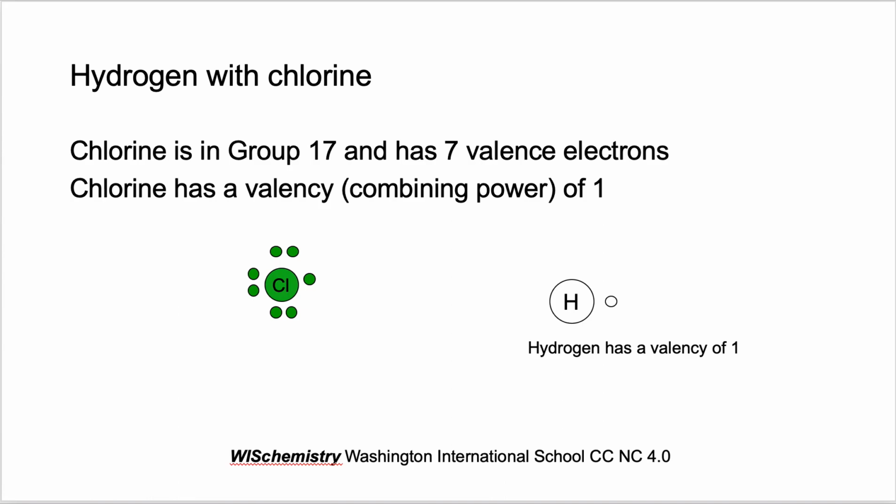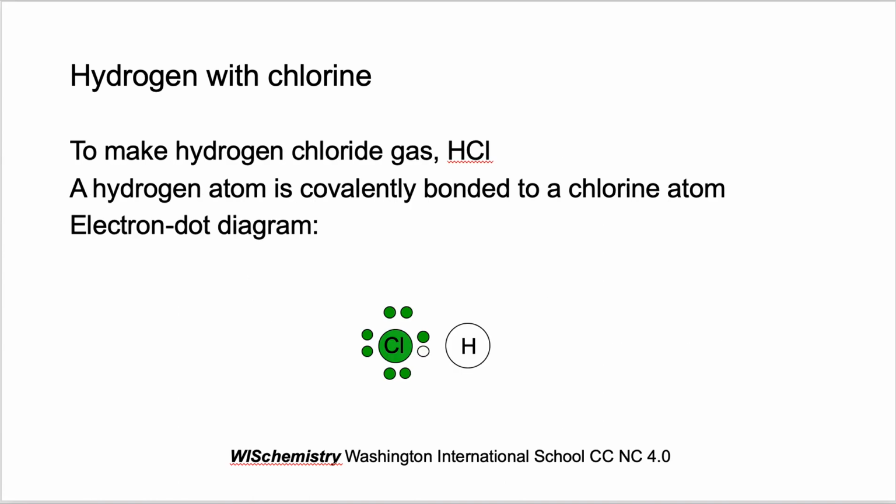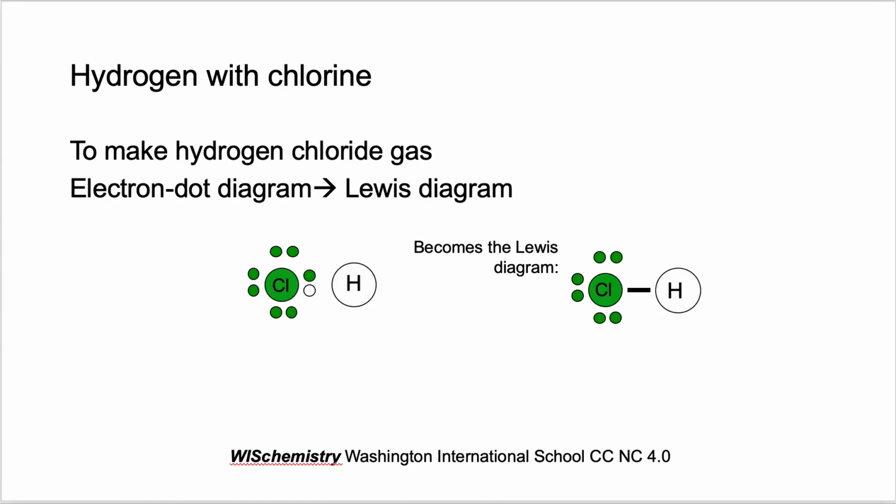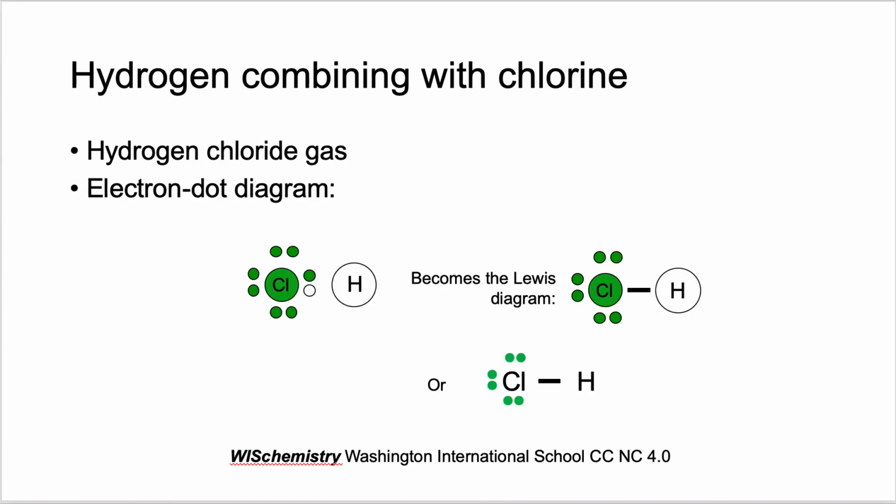And then looking at hydrogen with chlorine, chlorine has 7 valence electrons, and so we only need 1 hydrogen to complete chlorine's octet, and these are ways of drawing the Lewis structure with the line representing the covalent bond.